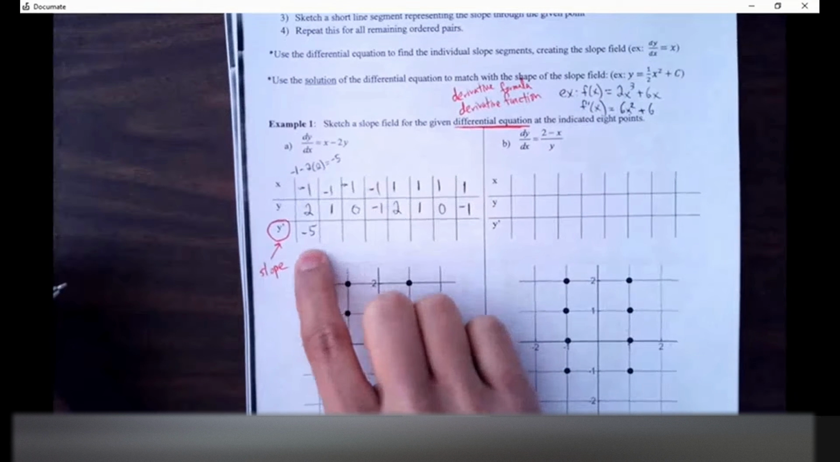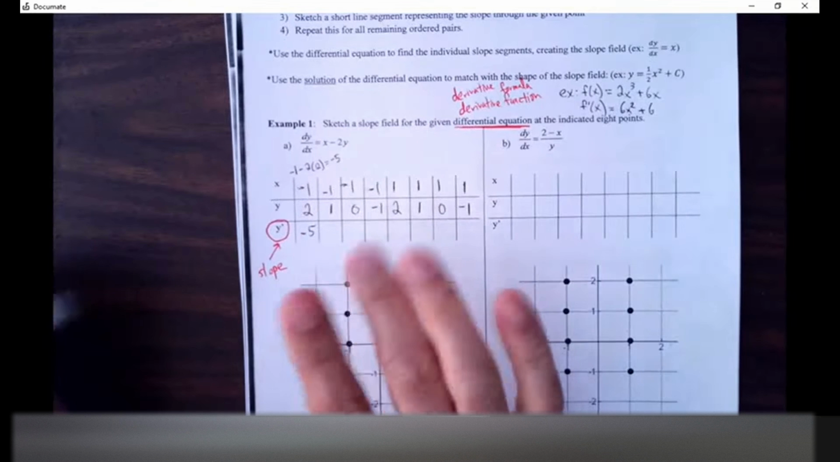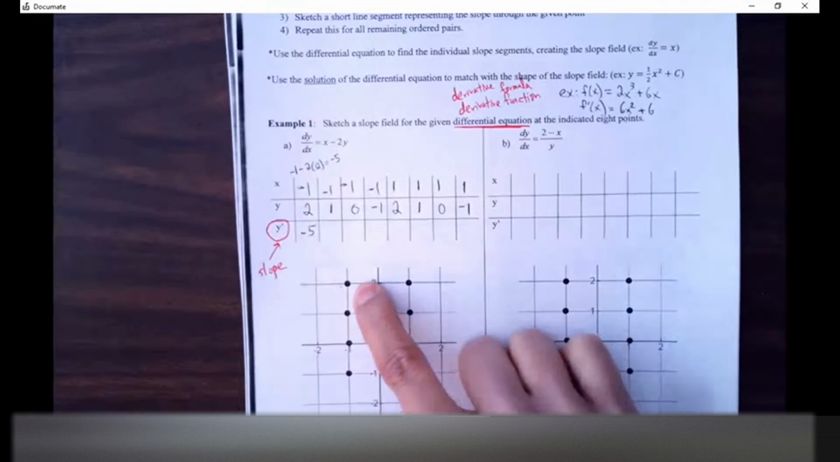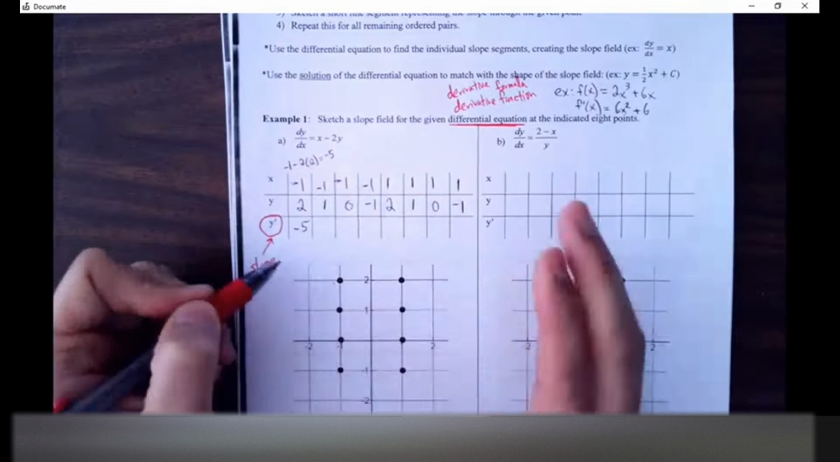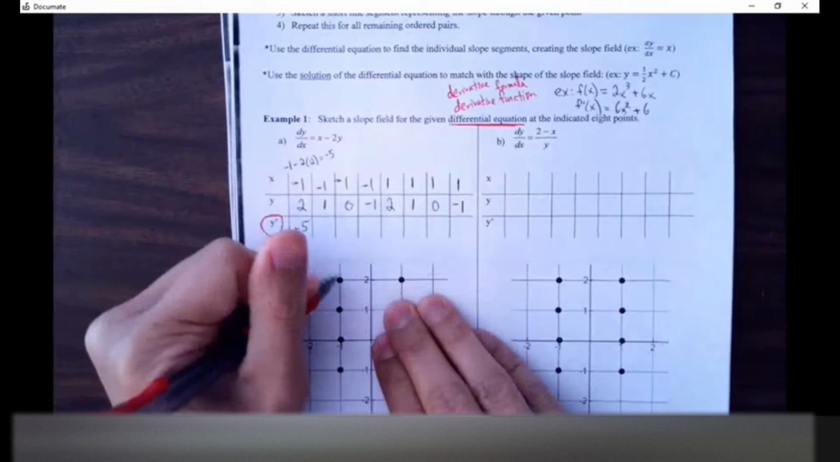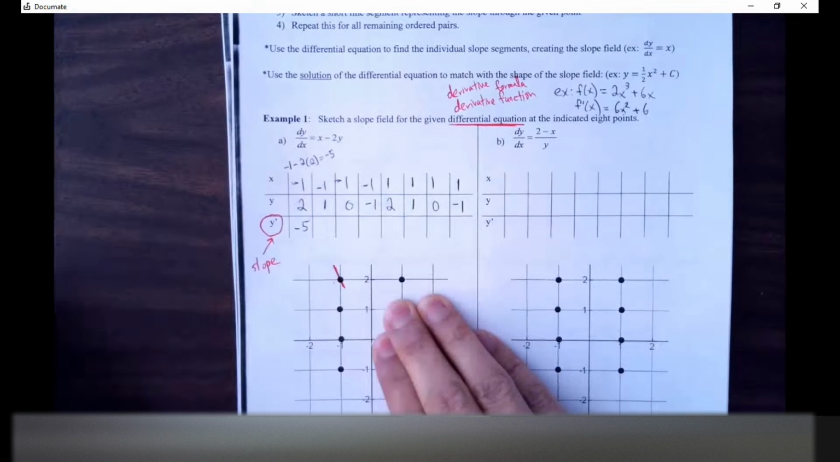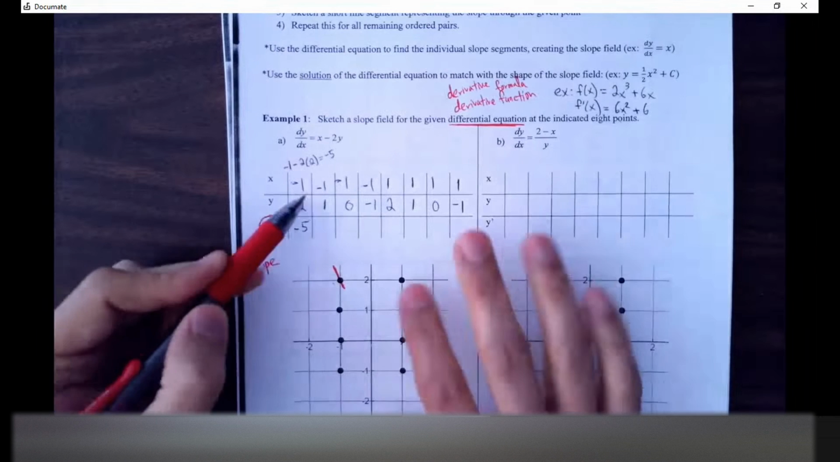And what we're going to do is sketch a slope that resembles -5 to the best of our ability through this point -1, 2. Accuracy is not that important as long as you're in the ballpark. -5 is a relatively steep slope, so I'm going to make a relatively steep negative slope through that point. Okay, and we'll move on to the next ordered pair.